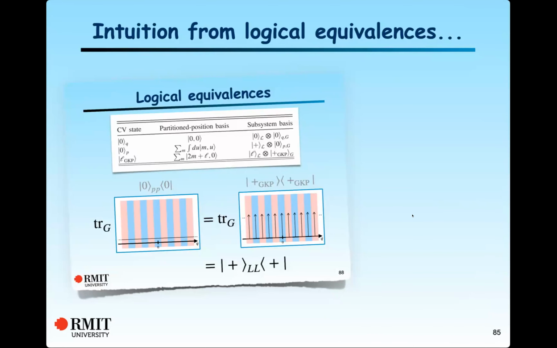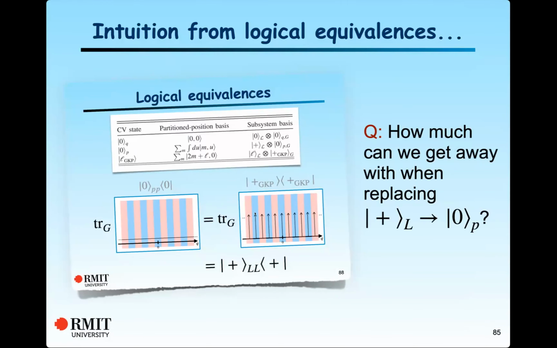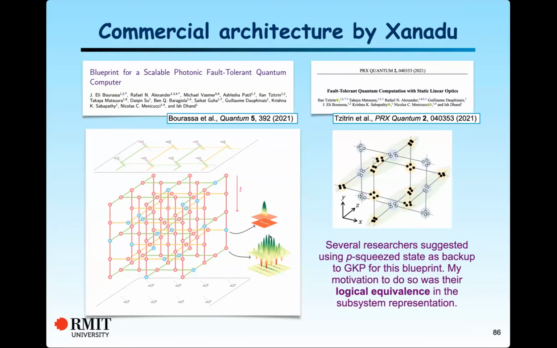because of these logical equivalences that I talked about, in particular, zero momentum has the same information as the plus state, it's possible to replace them. So instead of using the plus GKP, you can use a zero momentum instead. Now, obviously you can't do as well, but in the Xanadu architecture, a number of people proposed this: if you're going to make a 3D cluster state with GKP states as the source, you don't necessarily need all of them to be GKP states. As long as most of them are, it's fine. But if you fail to make a GKP state in a given time step, you can replace it with a squeezed state. And a number of us suggested this. My reason for suggesting it was their logical equivalence in the subsystem representation.